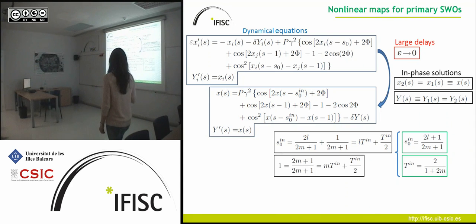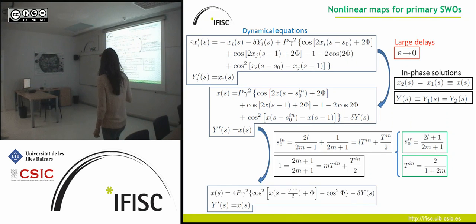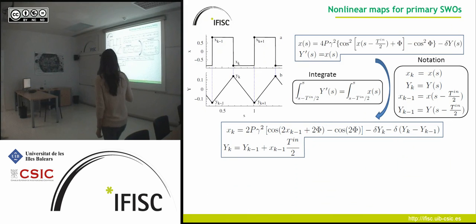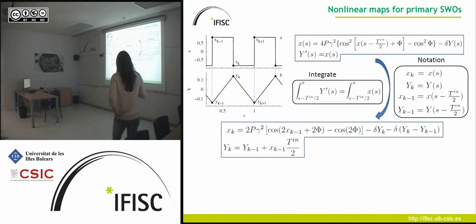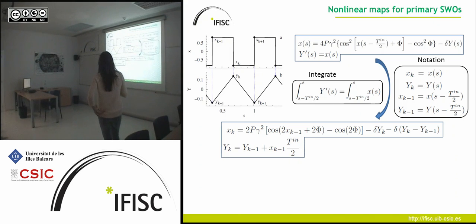Remember that E0 is the ratio of the delays, and all times are scaled to Tc, so this is related to the self-feedback delay, and this one to the cross-feedback delay. If we introduce this here, we obtain these equations. But this is still not the map. What we can do is integrate this equation. To do this integral, we consider that the variable is constant over half of the period, and we introduce this notation where each k is located at the beginning of the semi-period. If we do this, then these equations become these ones.